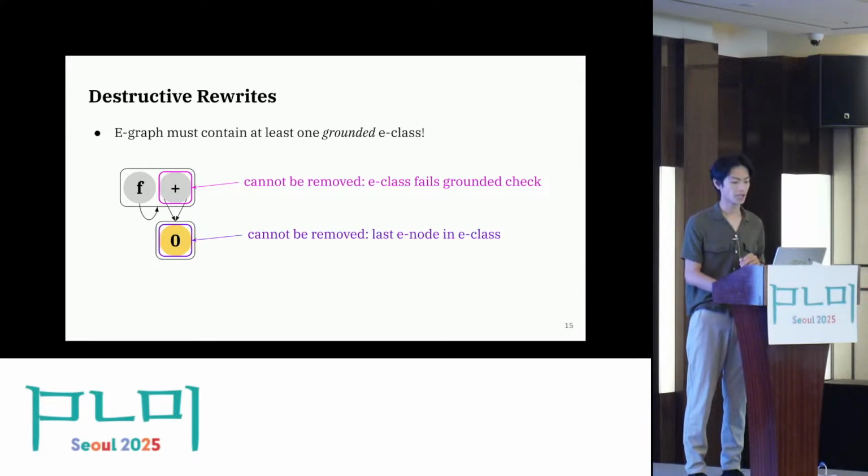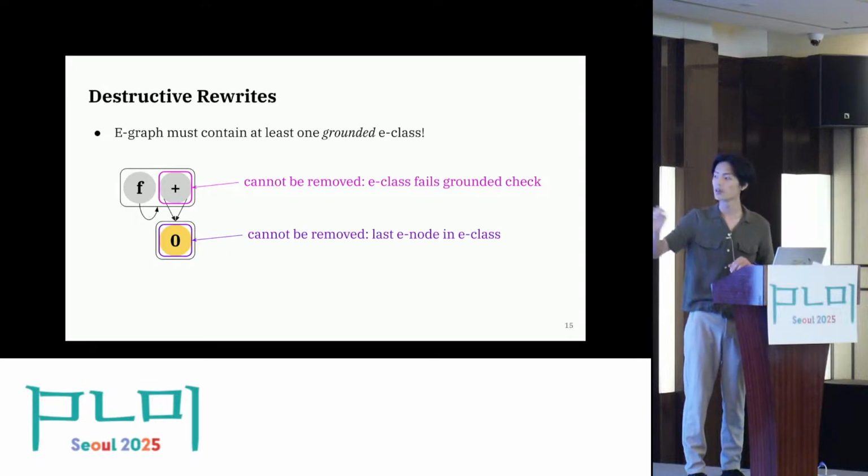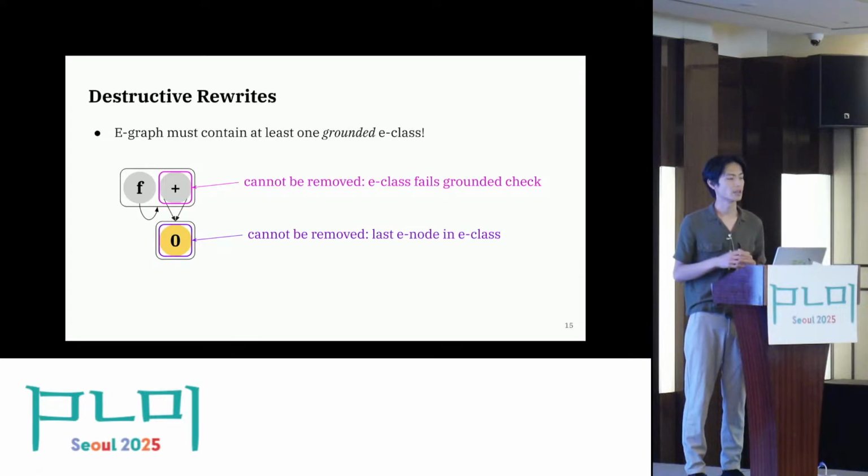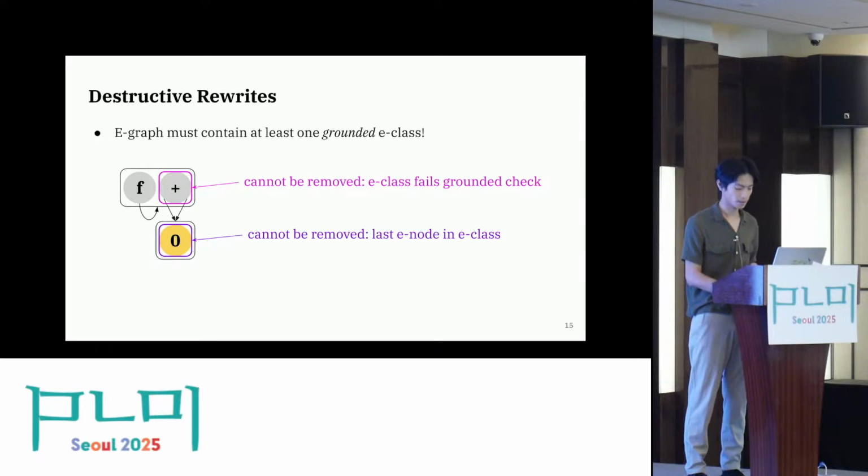And then another e-node you can't remove is this one down here. Obviously, if you remove the last e-node of an e-class, you end up with an empty e-class, and you can't really extract from an empty e-class. So that's another rule that I implement: if an e-node is the last member of its e-class, you can't get rid of it.